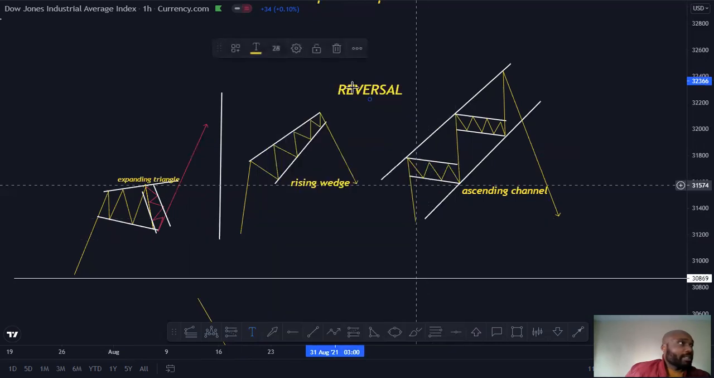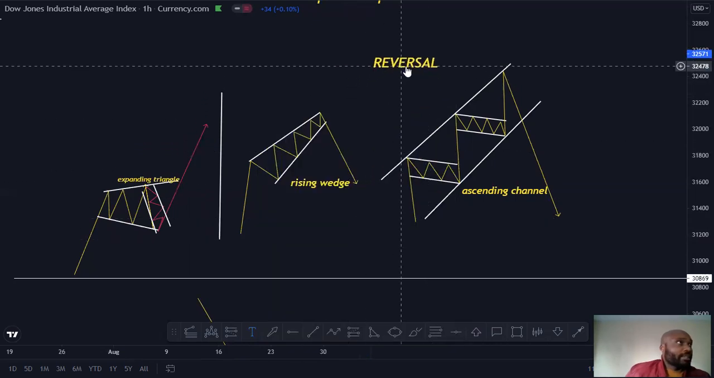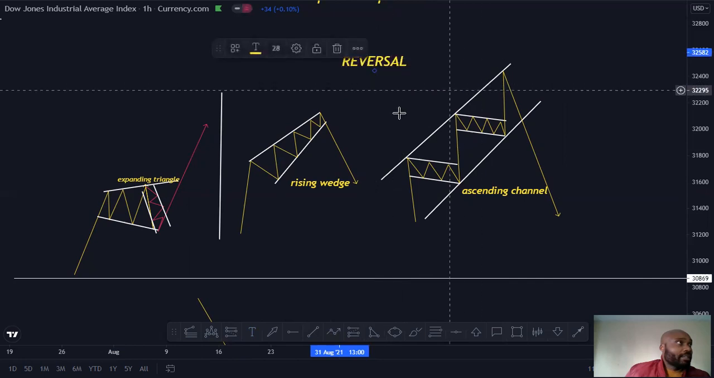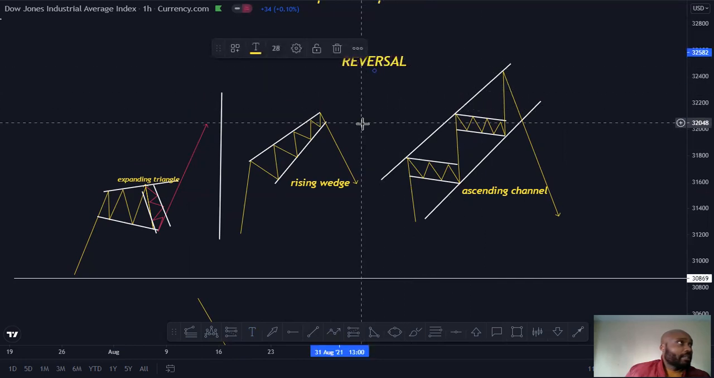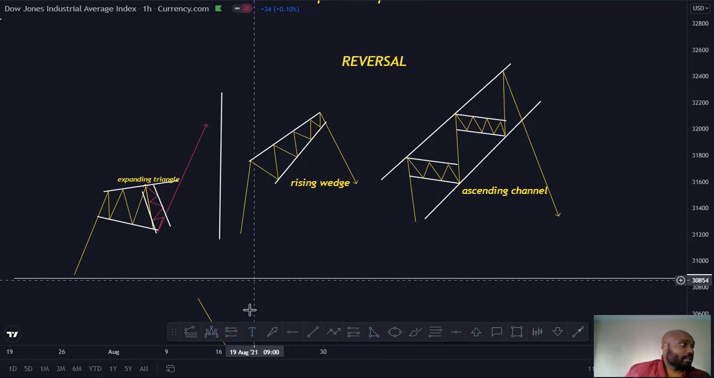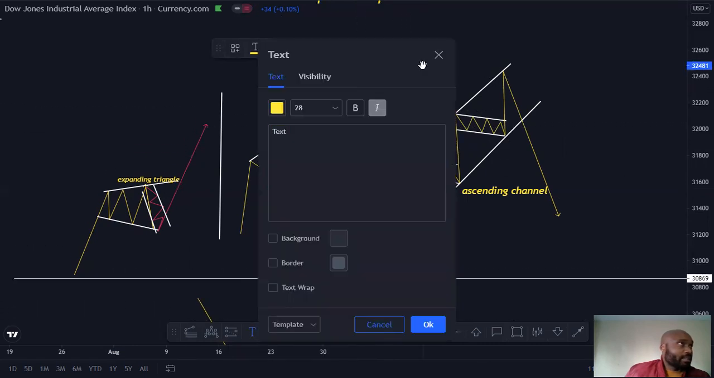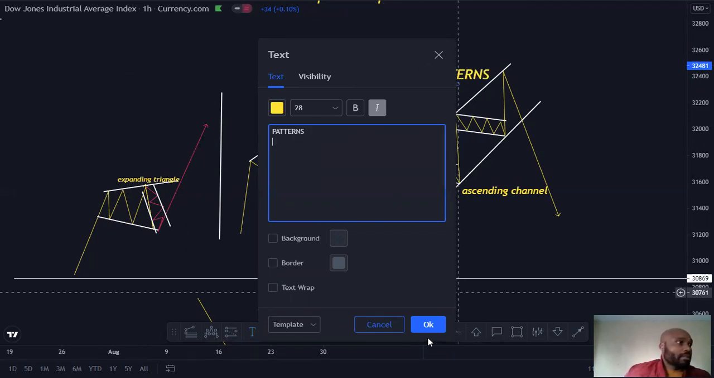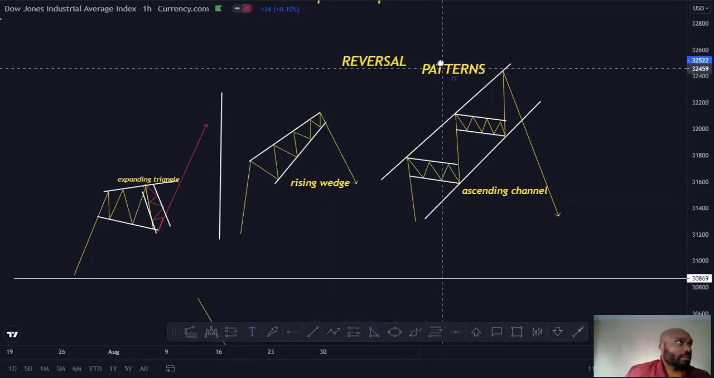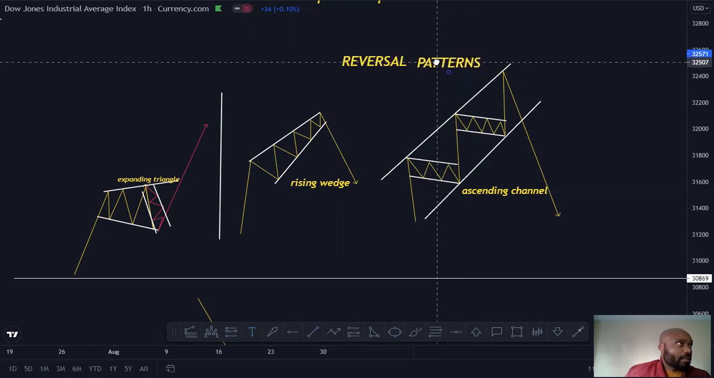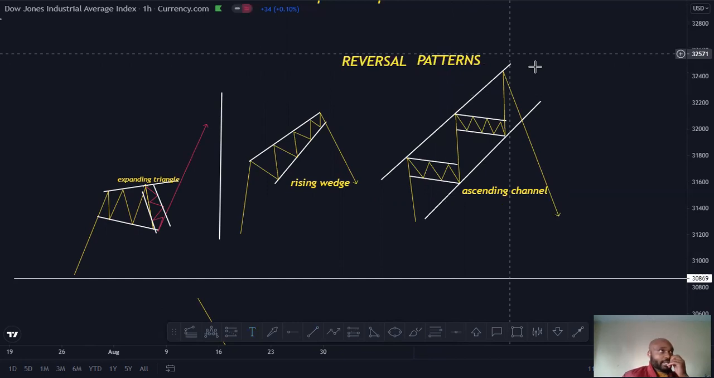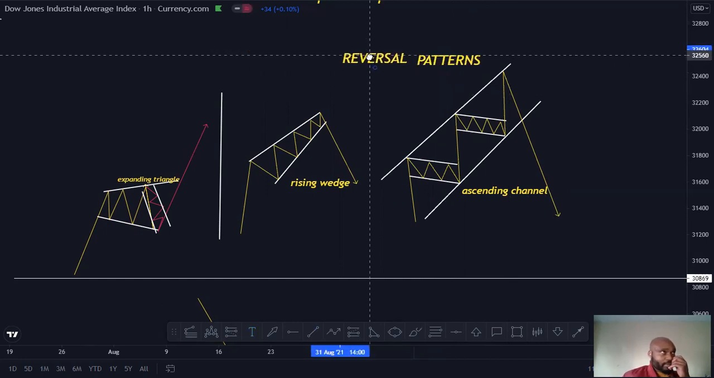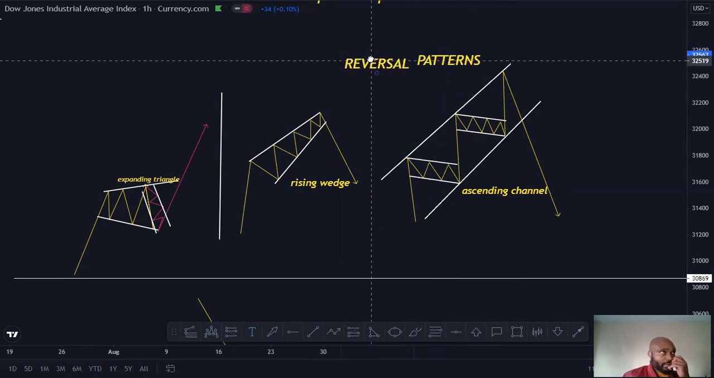So reversal patterns, okay. Okay, reversal patterns. Okay, guys, so these are the reversal patterns that we're going to look at just now.